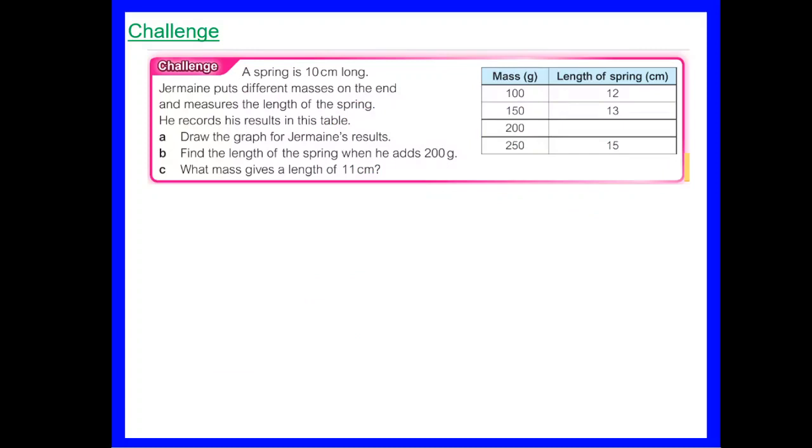Okay, finally today then we're going to have a look at a challenge question. So the spring is 10 centimetres long. Jermaine puts different masses on the end and measures the length of the spring. So this is the sort of thing you might do in science. He records his results in the table. It asks you to draw the graph for Jermaine's results, find the length of the spring when he adds 200 grams, and what mass will give a length of 11 centimetres.